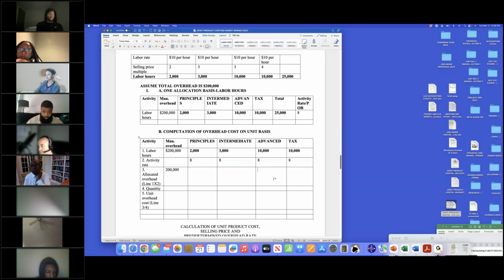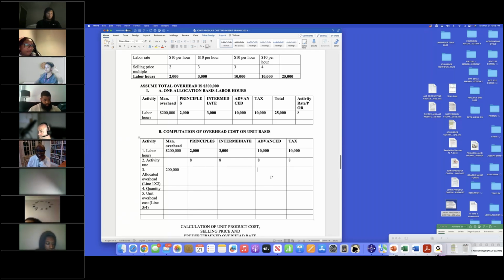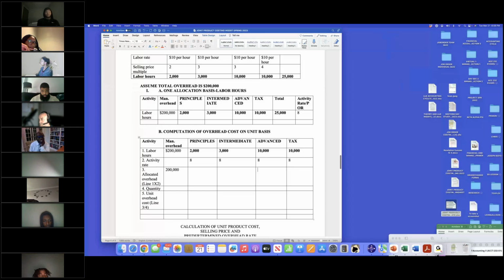Then what we're gonna do next? Allocate overhead lines 1 and 2. It's a simple thing, and I would say either multiplying or dividing, but it does tell you what allocated overhead is. What's it say here? It's line 1 times line 2. So we gonna multiply 10,000. We're on the advanced, correct? We're gonna multiply 10,000 by 8. So how much overhead have you allocated to advanced? 80,000, sir.